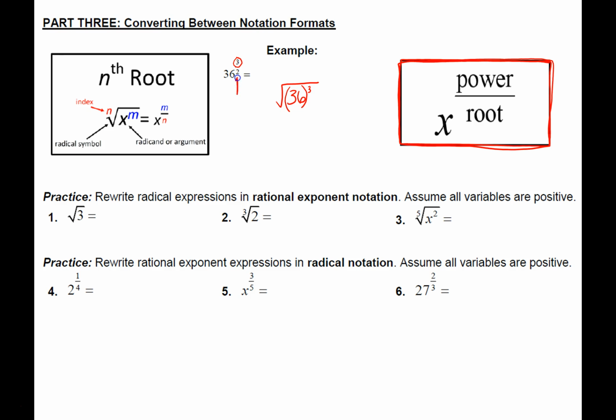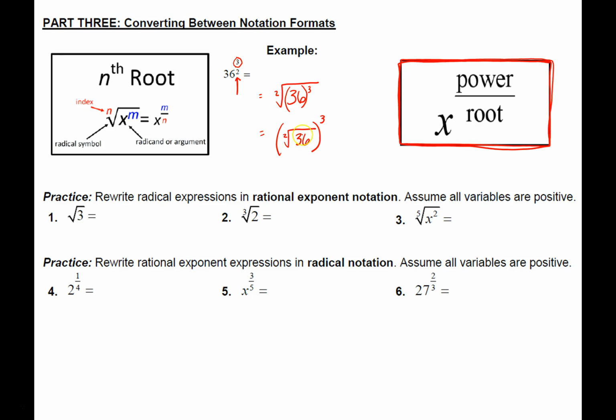The bottom number is my index. It tells me what type of root I'm taking. So in this case, this is a square root. So 36 raised to the 3 over 2 is the same thing as the square root of 36 to the 3rd power. Now, I also want to point out that you can also, and it's rarely but sometimes helpful, write the power, that 3, on the outside. So this is a square root, and then it can be raised to the 3rd power. I wouldn't do this unless you're only working with one base, and we'll look at why that is when we get a little bit further in.